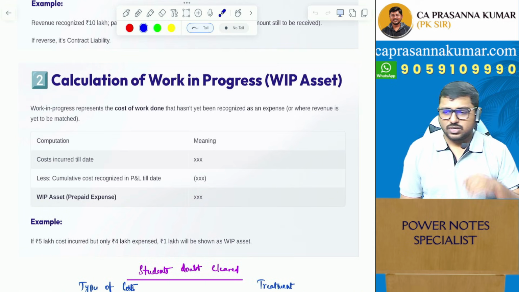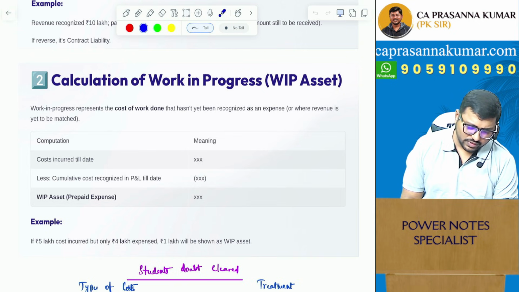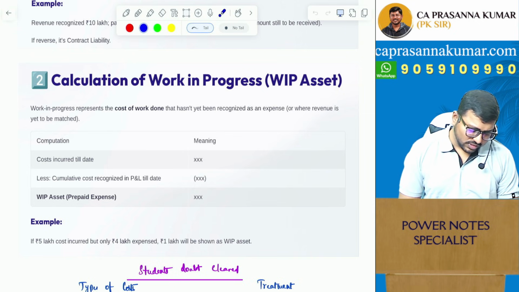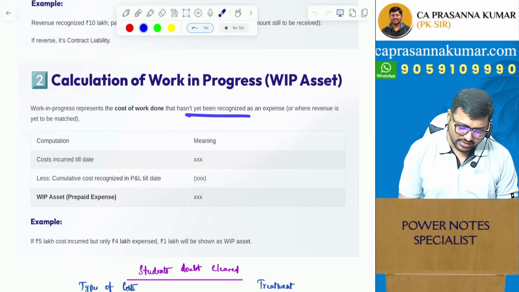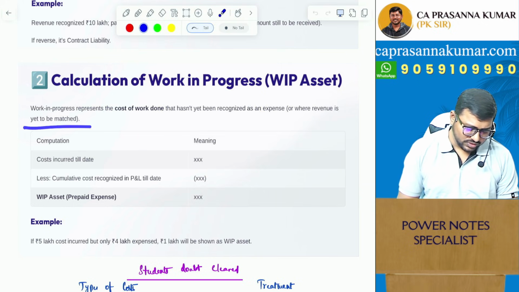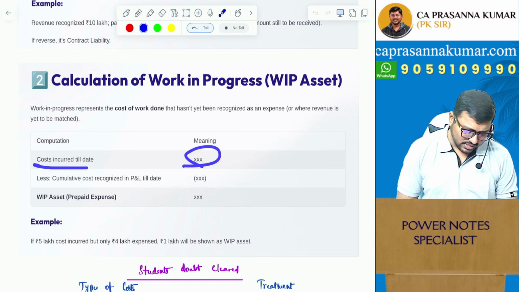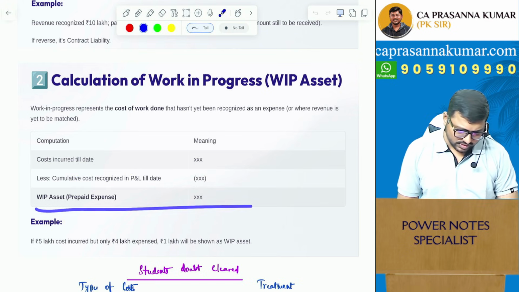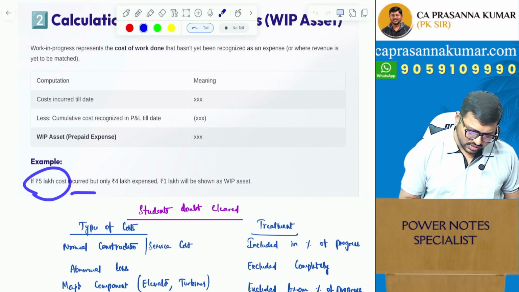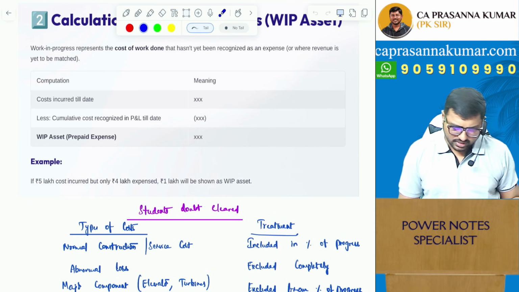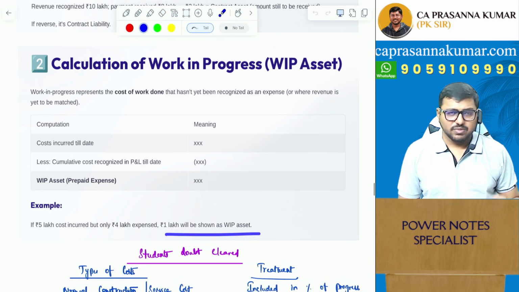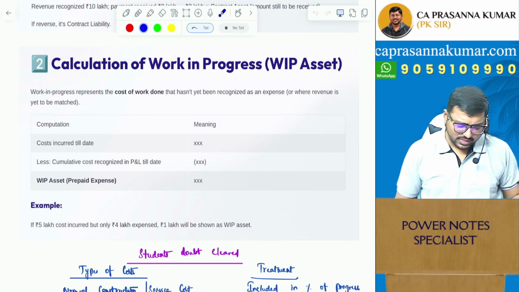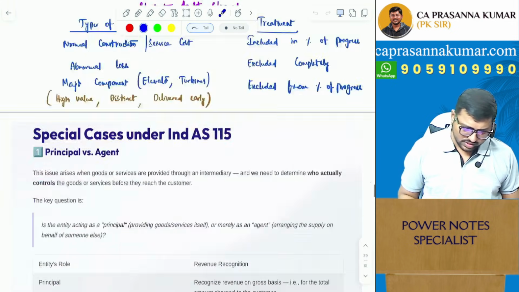Calculation of work in progress. Now, what is the situation over here? Work in progress means capital work in progress is what we are talking about, right? Work in progress represents the cost of work done that hasn't been recognized as expense, or where revenue is yet to be matched. Cost incurred till date less cumulative cost recognized in P&L till date, the balance will be the WIP asset. For example, if 5 lakh is the cost incurred but only 4 lakh is allowed to be debited in the P&L account, 1 lakh will be shown as WIP asset. Whatever you incur, everything will not be allowed to be debited in the P&L account. Please try to understand. It's not that important, just a point to note, that's all.